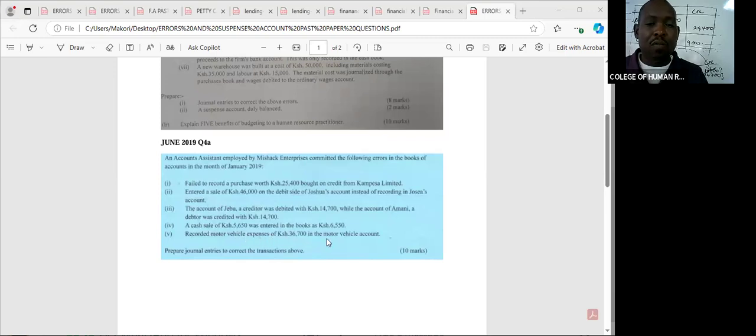Recorded this in motor vehicle. So the correct entry should go to the motor vehicle expenses. So debit the expenses, then credit the motor vehicle, because motor vehicle was debited on behalf of this. So you reverse in the motor vehicle by crediting, then you debit the expenses account because expenses are debited. Debit motor vehicle expenses, credit the motor vehicle.